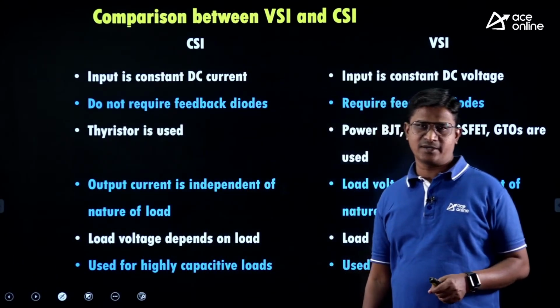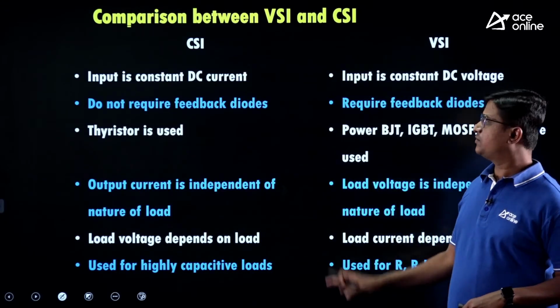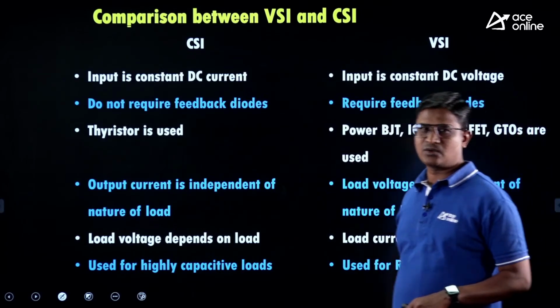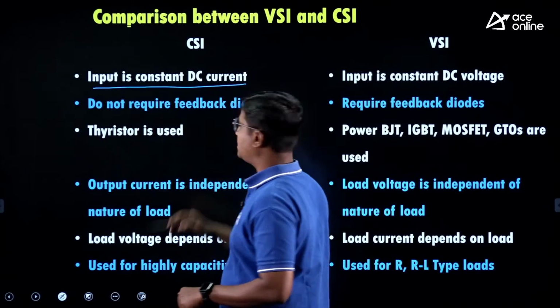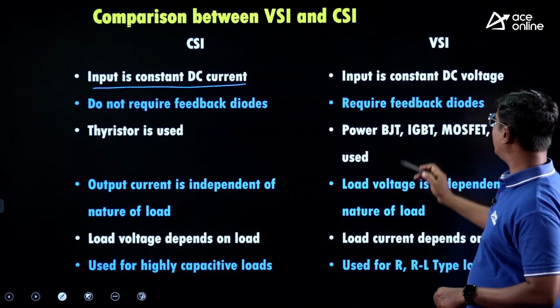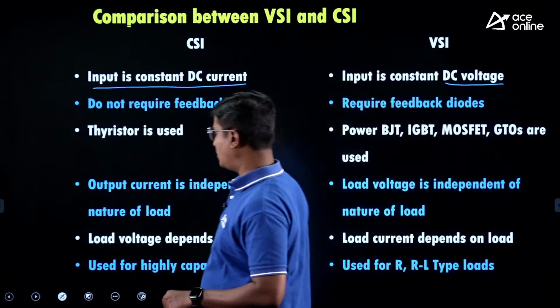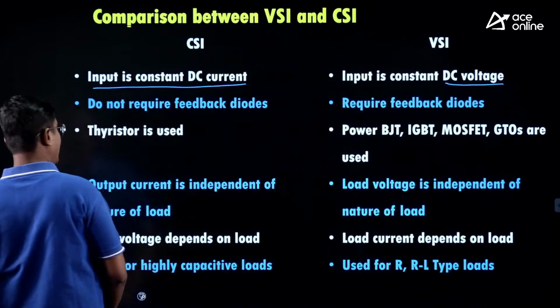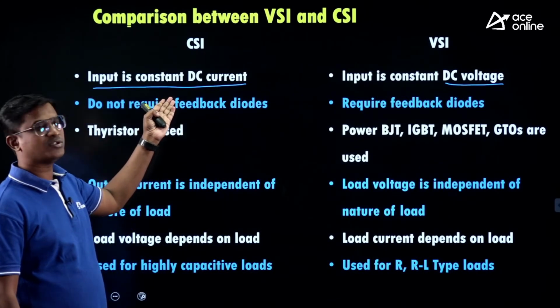One difference we discussed: in voltage source inverter, input voltage is constant. In current source inverter, input current is constant. So in CSI, input constant DC current is there. That is, input current is constant. Whereas in voltage source inverter, input is a constant DC voltage. So constant DC voltage means input is a constant voltage. Here input is a constant current.